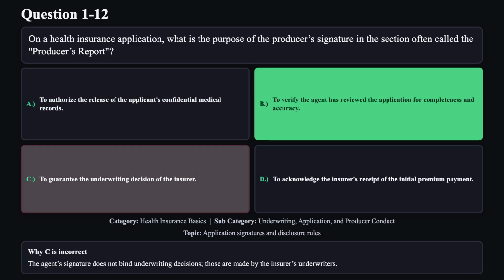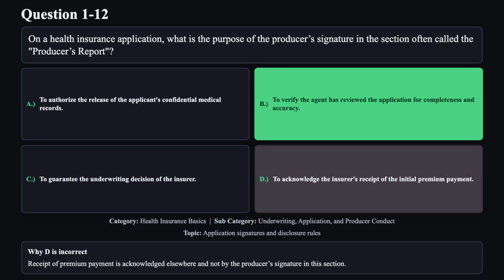Reason C is not correct. The agent's signature does not bind underwriting decisions. Those are made by the insurer's underwriters. Reason D is not correct. Receipt of premium payment is acknowledged elsewhere and not by the producer's signature in this section.